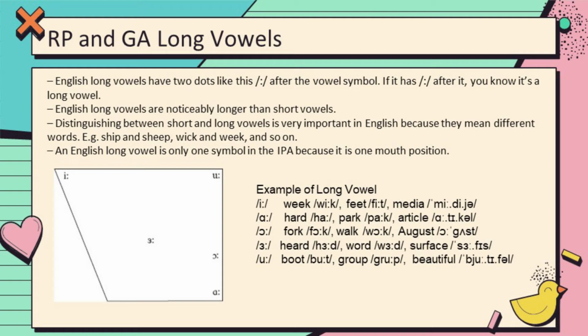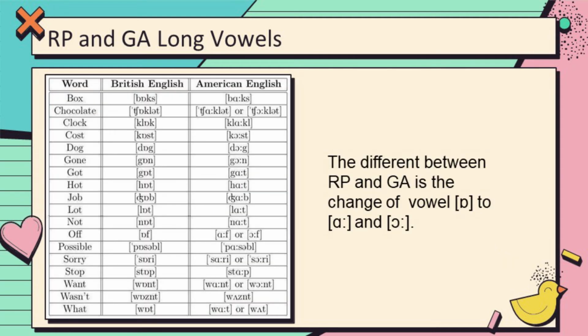The fourth is ɜ:. For example, hurt, word, service. And the last is u:. For example, boot, group, beautiful. And then let's take a look at the table.